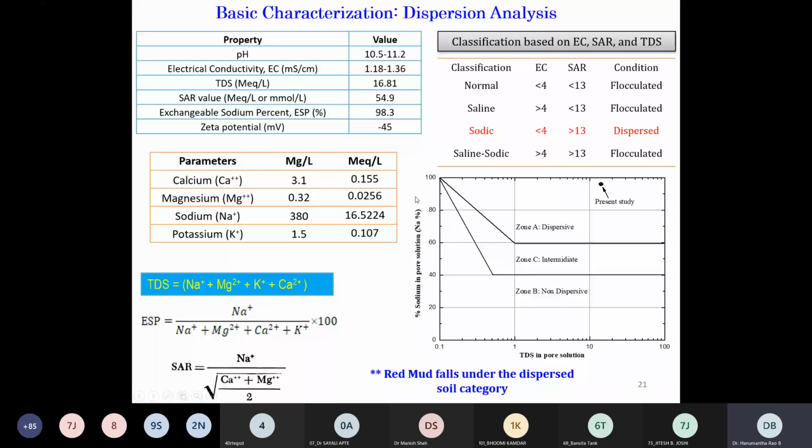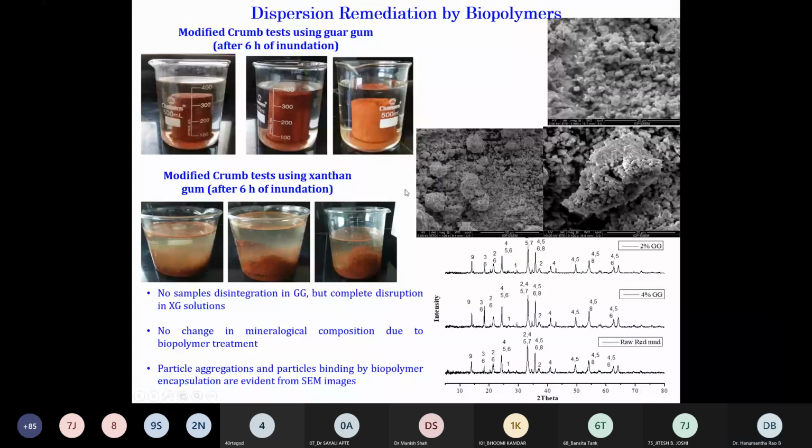Then one of the remedies that we found is to treat these materials with biopolymers. These are eco-friendly materials, and a lot of biopolymers are available. In our study, we used guar gum as well as xanthan gum as biopolymers to mitigate the dispersion behavior. As you can see, when we treated with guar gum and put it inside the water, it should be able to sustain for the stipulated period.